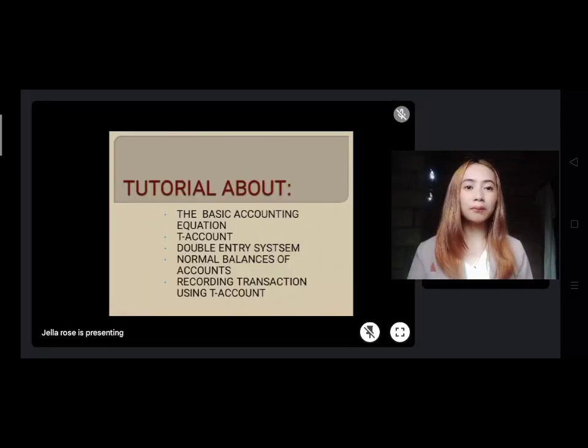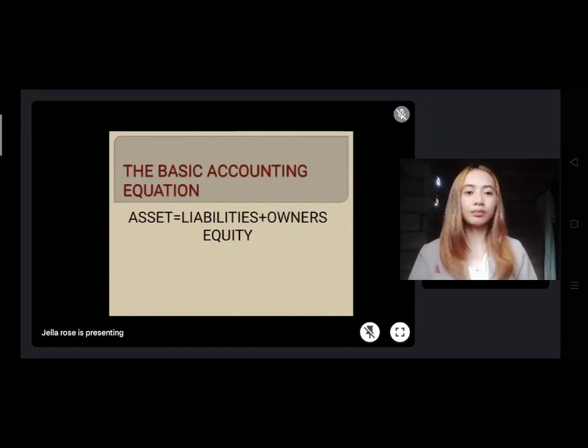I am going to make a video tutorial about the basic accounting equation, the T account, the double entry system, the normal balances of accounts, and the recording transaction using T accounts. So our first tutorial is about how we compute the basic accounting equation.